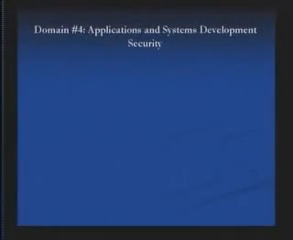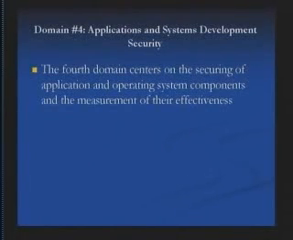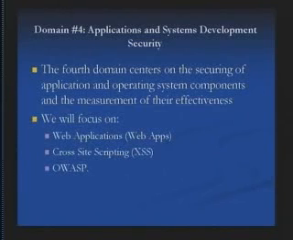Okay, the fourth domain is applications and systems development security. It centers on the securing of application and operating system components and the measurement of their effectiveness. So for today's lecture, we'll focus just on web apps and cross-site scripting, and then talk a little bit more about OWASP. We mentioned OWASP.org in the previous lecture on InfoSec. We'll talk a little bit more about that in this domain.